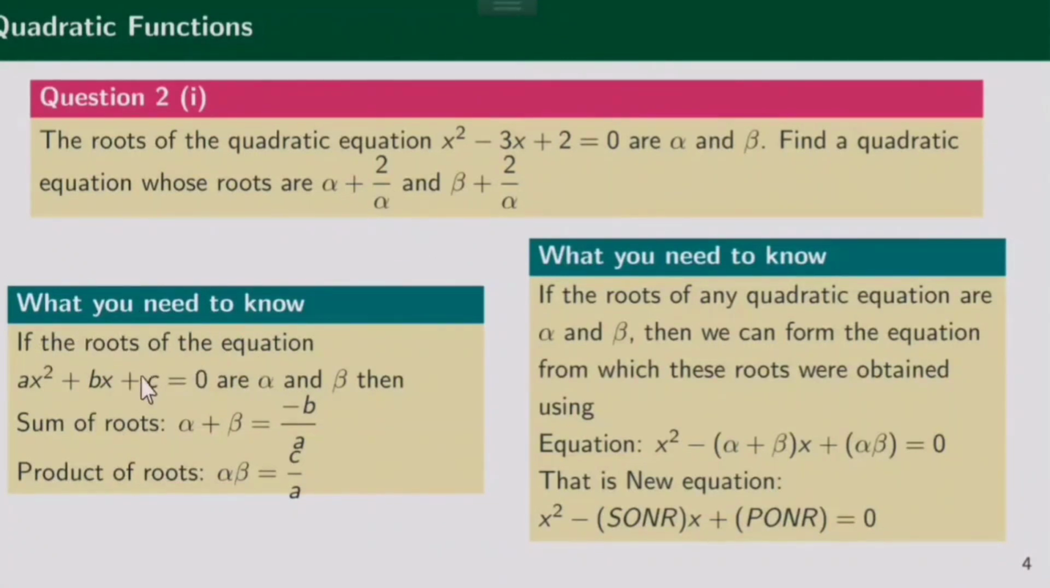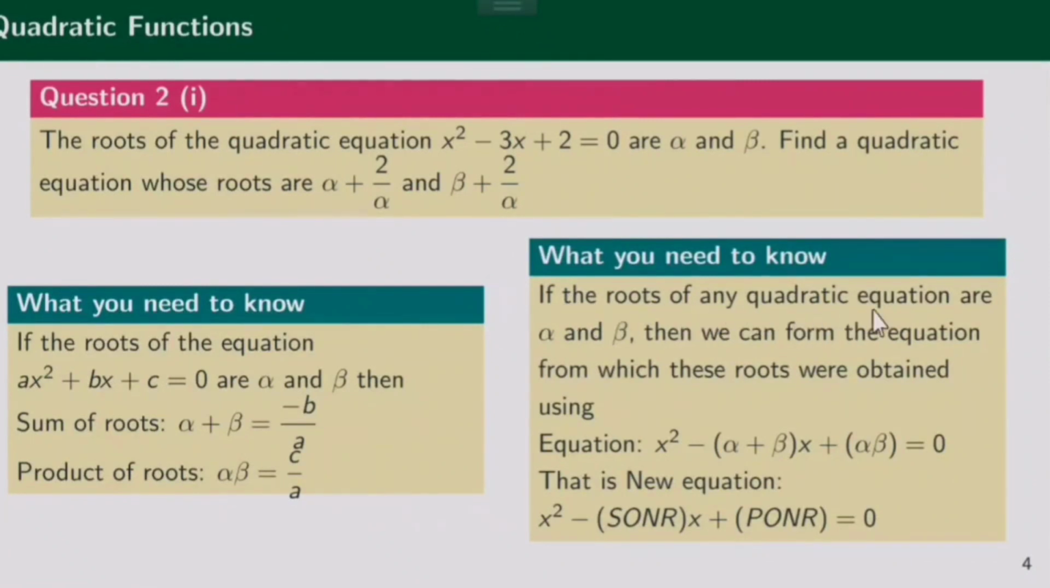What do you need to know? If the roots of the equation x squared plus bx plus c equals 0 are alpha and beta, then the sum of the roots, alpha plus beta, would be negative b over a, and the product of the roots, alpha times beta, will be c divided by a. This is the first thing you need to know.